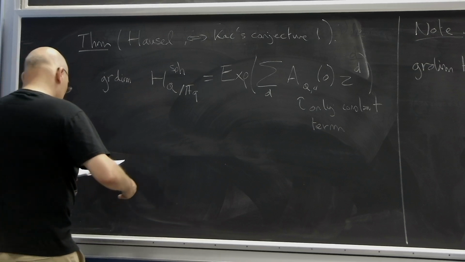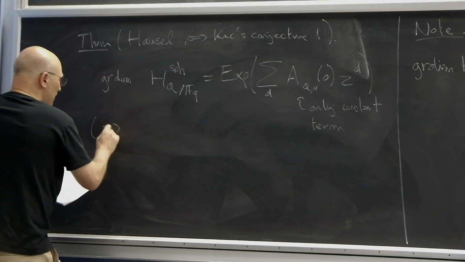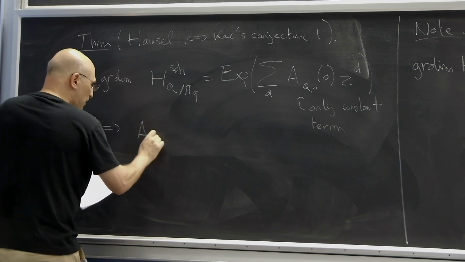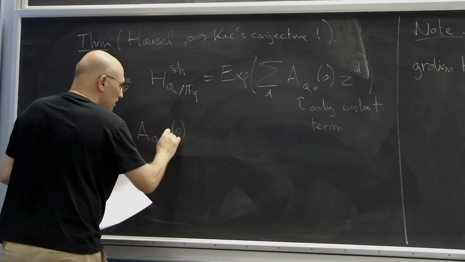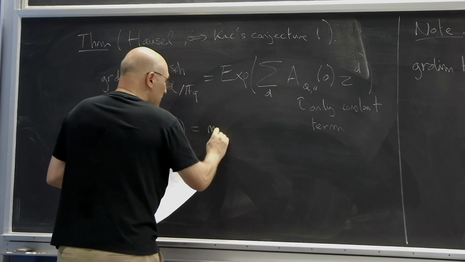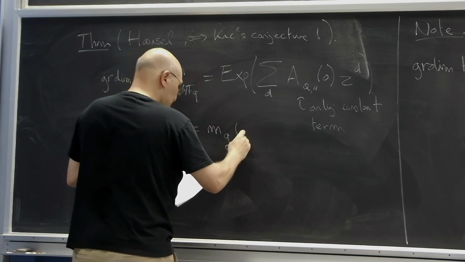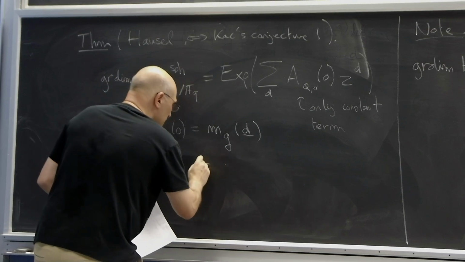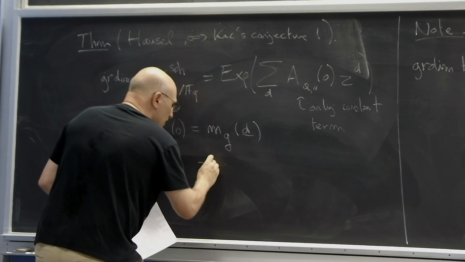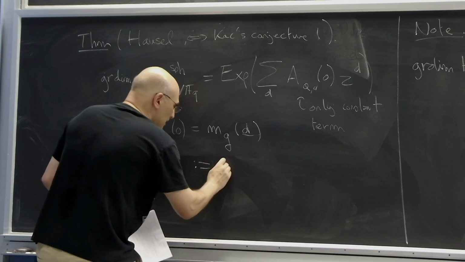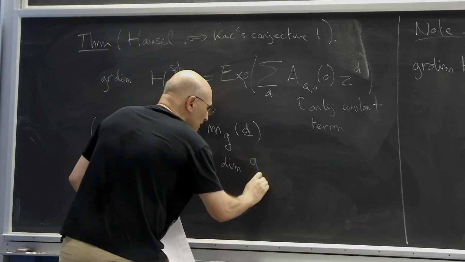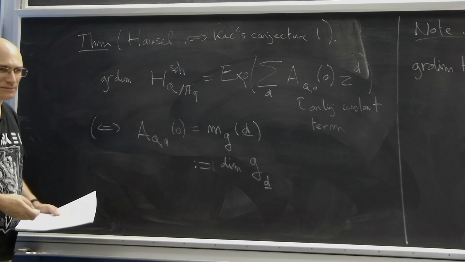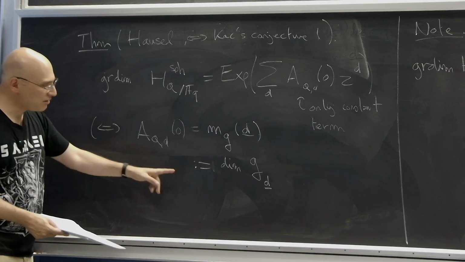And what does it say? This was the statement of the Kac conjecture. It says that the constant term of this Kac polynomial is precisely the multiplicity of the corresponding root in the Lie algebra. On this side, this is defined as the dimension of g_d. So this is a really amazing conjecture, I think.